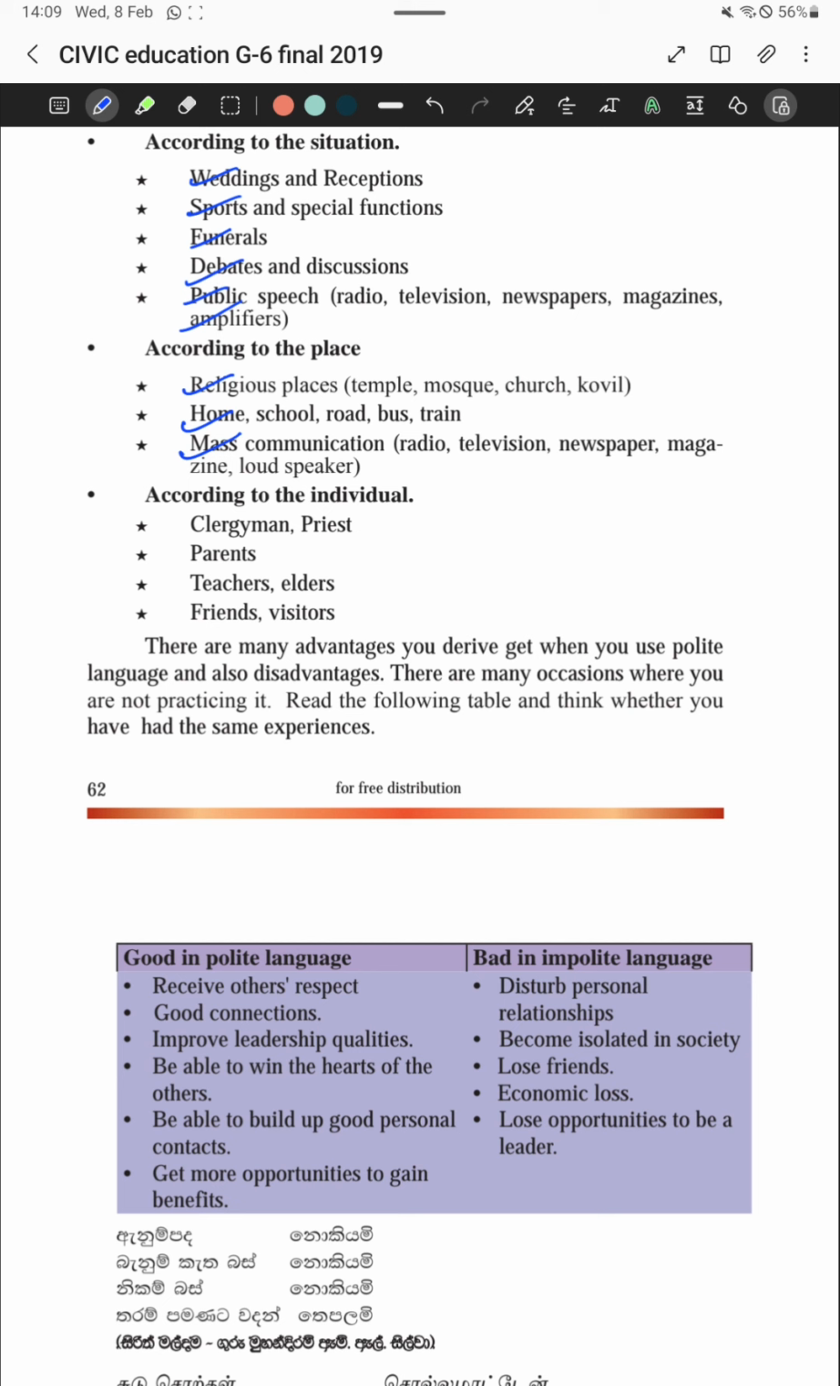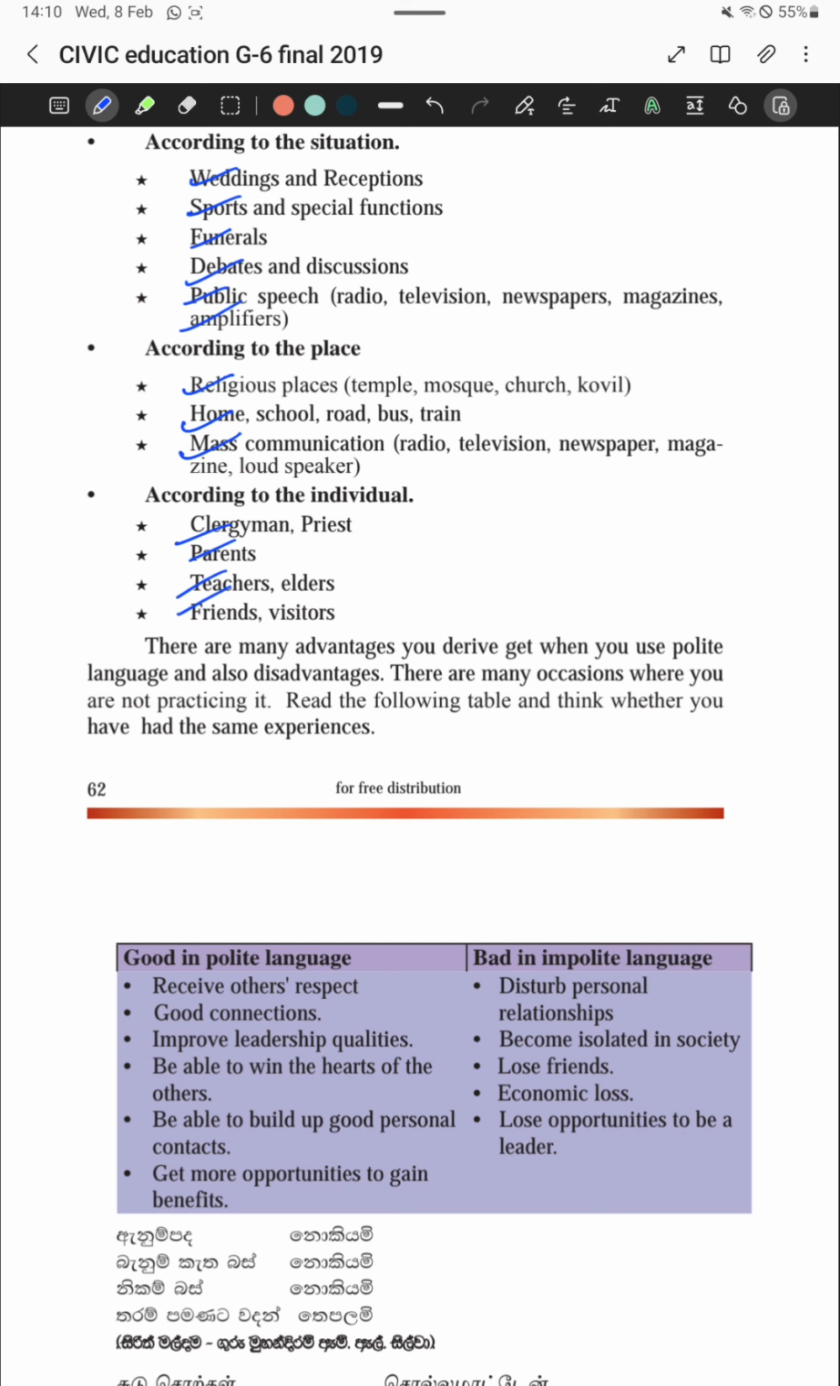And then we have to talk about the individual case. If you are talking to a principal, you have to be very calm and quiet. If you are talking to a teacher, be respectful. If you are talking to a clergyman, a religious person, you have to respect them when you talk. If you are talking to friends, be friendly and talk with good words. And if you are talking with your parents, highly respect your parents. So you must be concerned about these things. According to the person also, you have to change your pattern of using language.